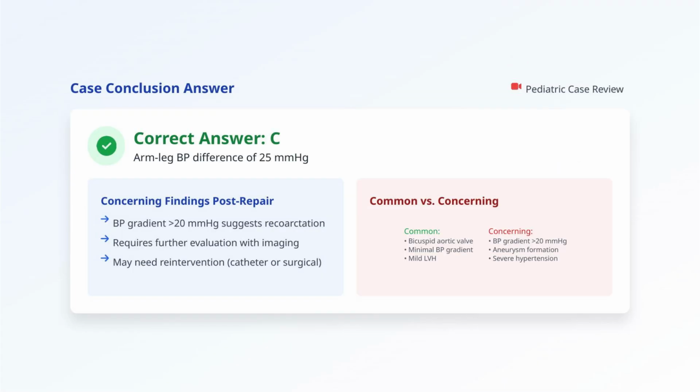Arm-leg blood pressure difference of 25 mm of mercury. A blood pressure gradient greater than 20 mm of mercury between upper and lower extremities suggests significant recoarctation requiring further evaluation with imaging studies. This finding may necessitate reintervention, either via catheter-based techniques or surgery. The other findings, bicuspid aortic valve without stenosis, minimal blood pressure gradient, and mild left ventricular hypertrophy, are common after coarctation repair and require monitoring, but not immediate intervention.